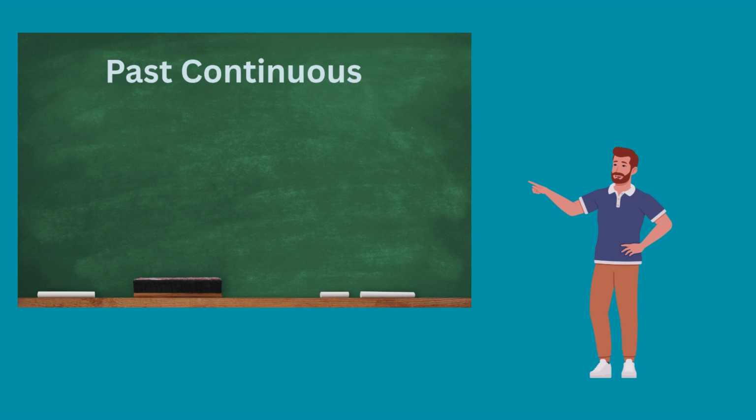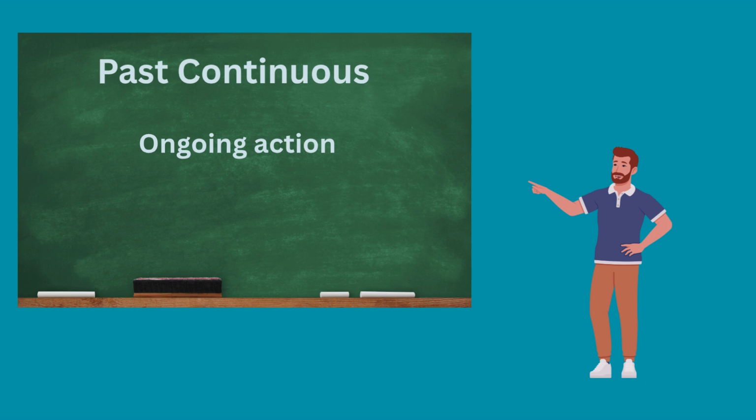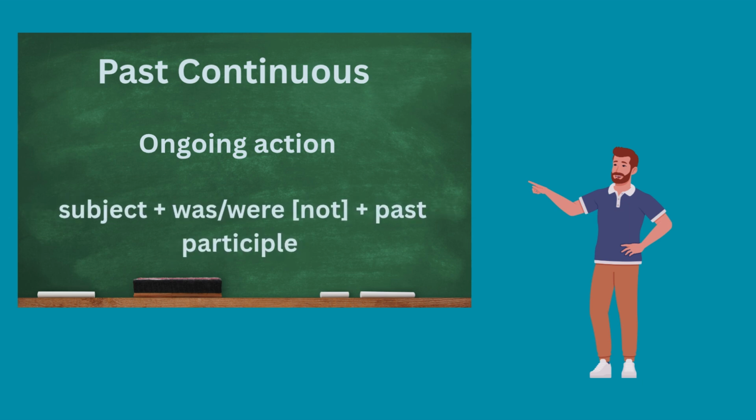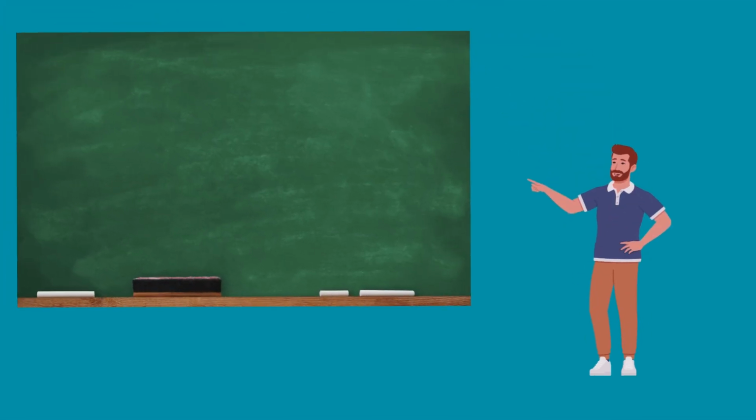So let's recap. The past continuous tense is used to describe something in the past when we want to emphasize that it was an ongoing action. And the basic structure is subject, the form of "to be," and the present participle form of the verb.